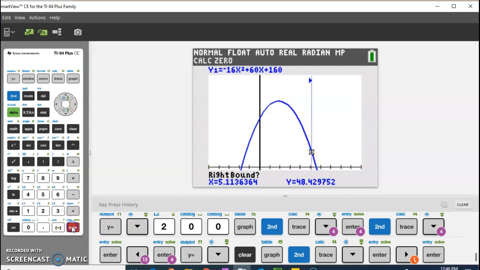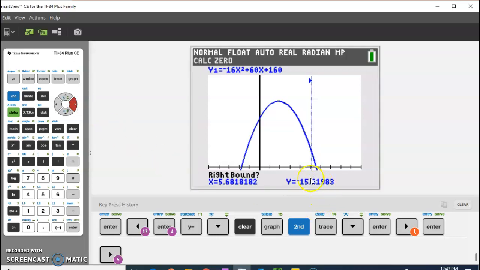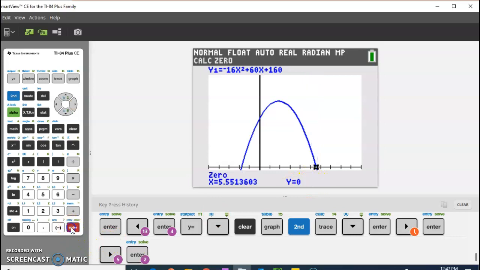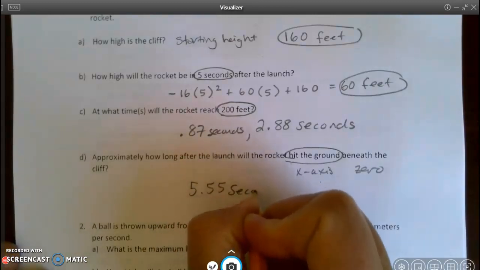I hit enter. Now I need to move to the right of that, and I have to make sure I'm below. And I know I'm below because my y is negative, so I hit enter. Don't worry about the guess. And at 5.55 seconds, I'm at y equals 0, which means I've hit the ground. So I'm at 5.55 seconds.